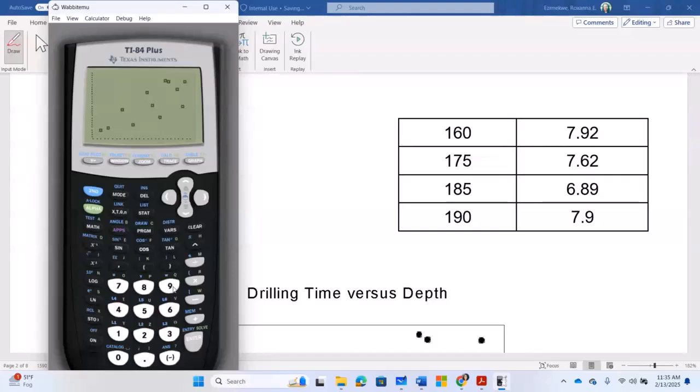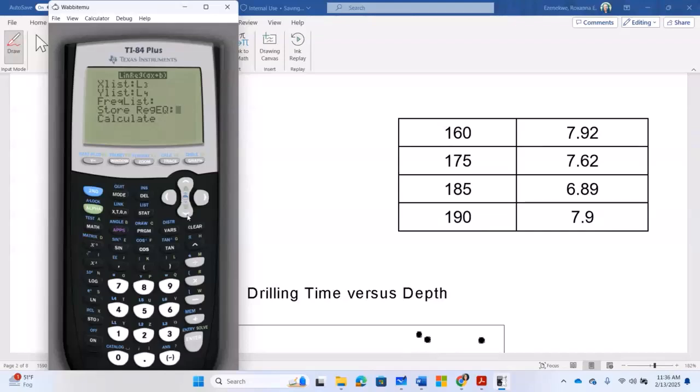Then the next thing is to put a line on the scatter plot. How do I do that? I go to Stat, arrow to Calc, and select number 4. You can choose number 8, but I like to choose number 4. The X list, which is the predictor, is in L3, and the response is in L4. I don't have a frequency list because I'm doing linear regression.